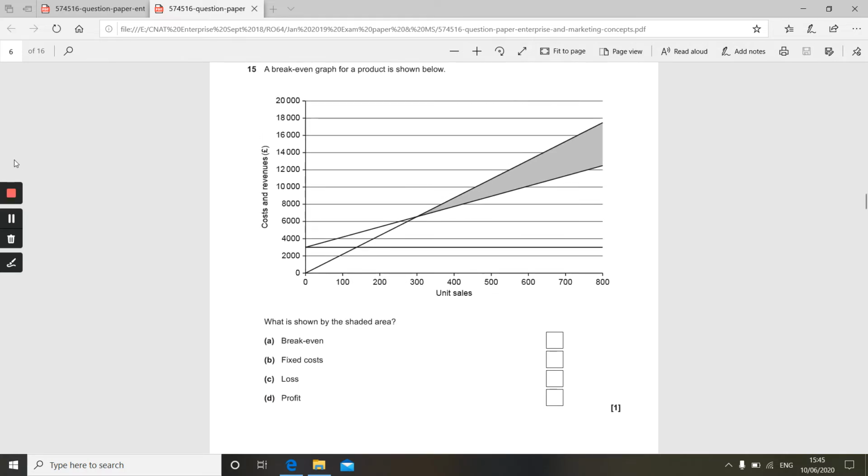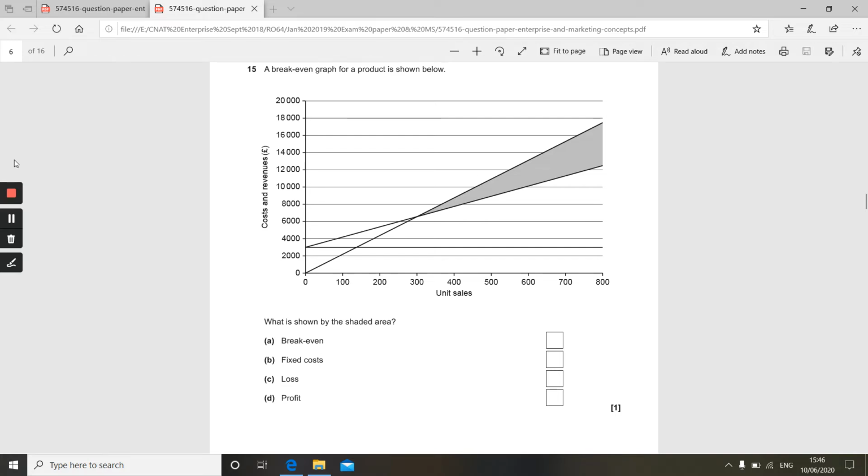Question 15. Another finance one for you. And here we have got a break-even graph. So as you can see, you've got your lines, you've got your fixed cost line, you've got your total revenue line, which starts at the origin. Your fixed cost line is the line that is horizontal, as fixed costs do not change with output. And on top of your fixed cost line, you have another line, which is your total cost line.